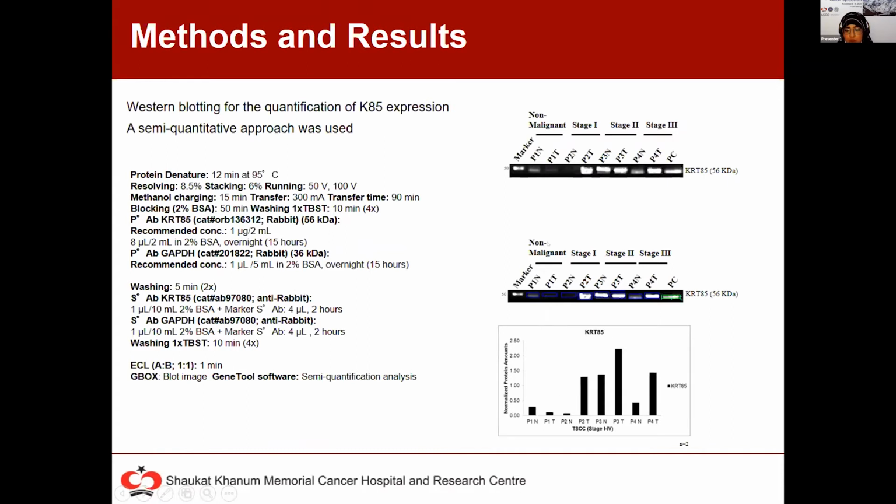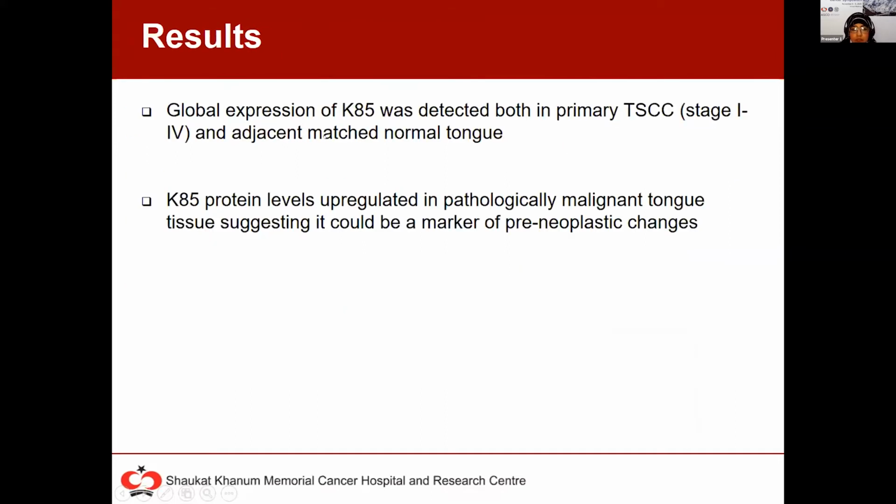As you can see, in non-malignant patients, the expression of KRT85 was downregulated in tumor as compared to normal, but in stage 1, stage 2, stage 3 patients, the tumor shows upregulated expression of KRT85 as compared to normal. The global expression of KRT85 was detected in both primary normal and tumor tissues. There was upregulation of protein level in both tissues, suggesting it could be a marker of pre-neoplastic changes.